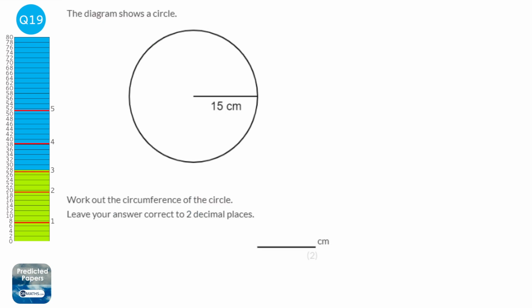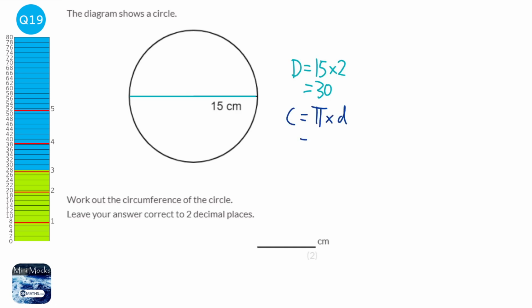To work out the circumference, we need the diameter, and the diameter is just the full distance across a circle. So to work out the diameter, we take the radius and times it by 2, which will give us 30 centimeters. The formula for the circumference is pi times the diameter, so that's pi times 30.